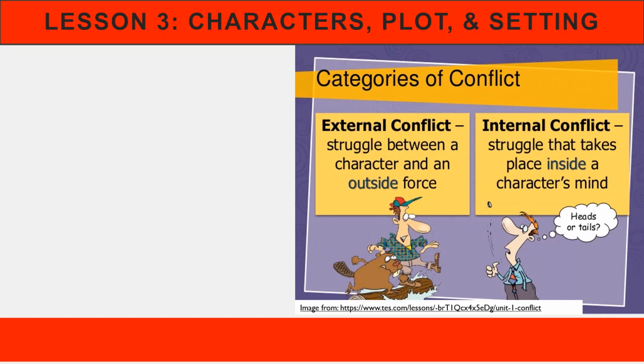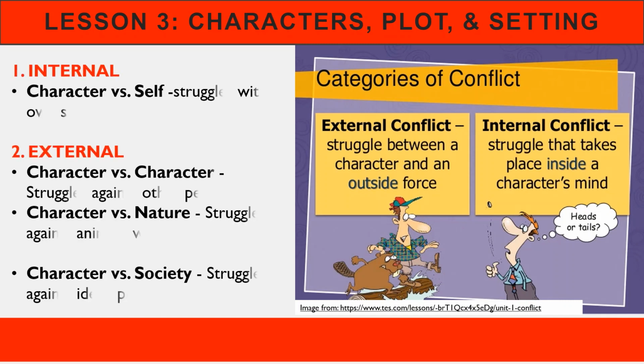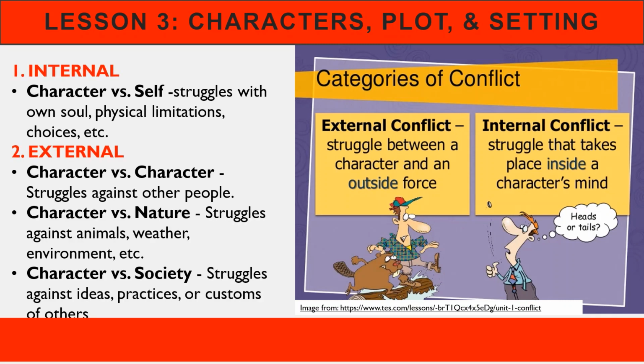External conflict refers to the struggle between an outside force, while internal conflict refers to the struggle that takes place inside the character's mind. Internal conflict has only one example, and that is character versus self. Here, the character has to decide whether he or she will do good or bad things, or will pursue his dreams or give up. Meanwhile, external conflict includes character versus character, simply struggles against other people. This is very common in many films or series.